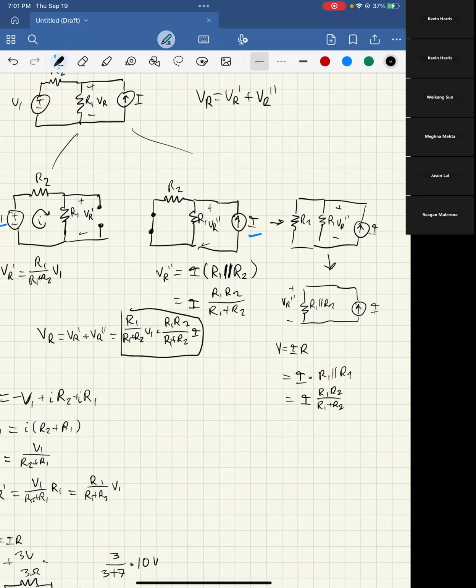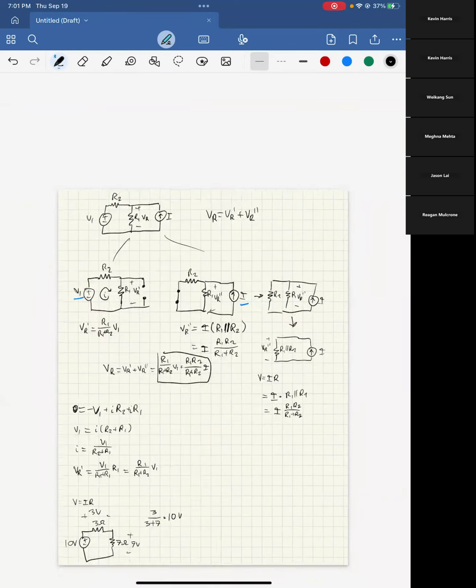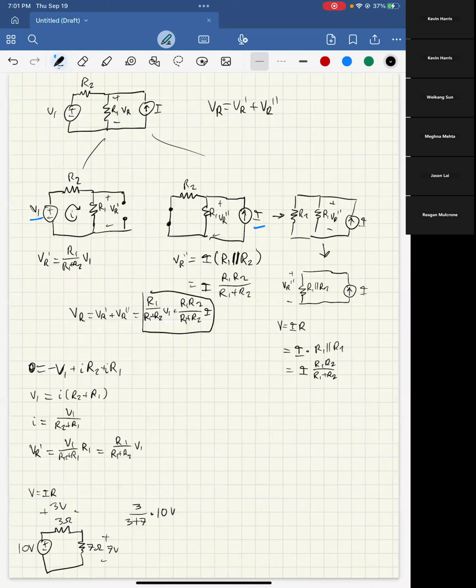Does anyone else have any questions about that or anything else? Anything from the homework you have any questions about?